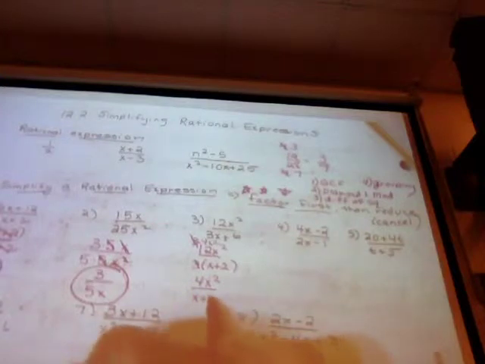Can I cancel the x's? No, it's not 2 times x, it's a sum. If it's a sum or difference, you can't just take one of the terms and cancel it. No, no, no. So there are things that you have to do before that.